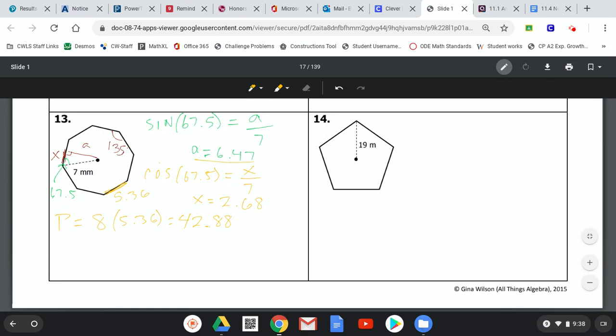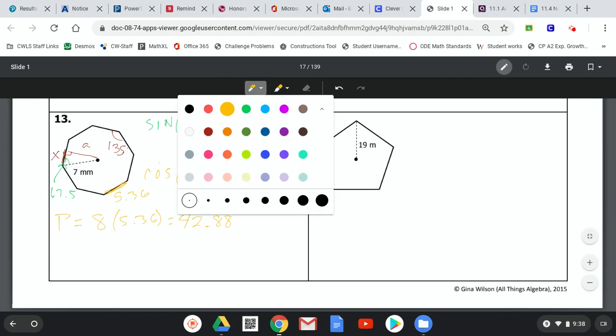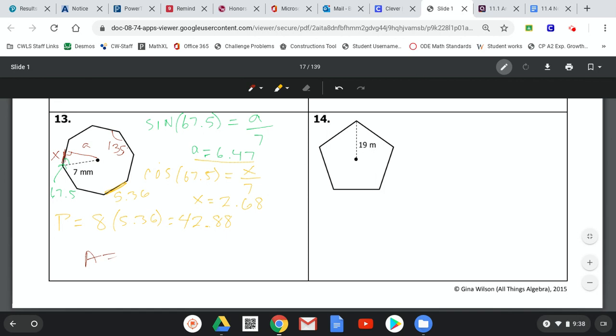All right, so we get 42.88, and then to find the area, switching colors here, the area equals 1/2 what the apothem is, which is 6.47 times the perimeter, which is 42.88. And so for our final answer for this one is 138.72 millimeters squared.